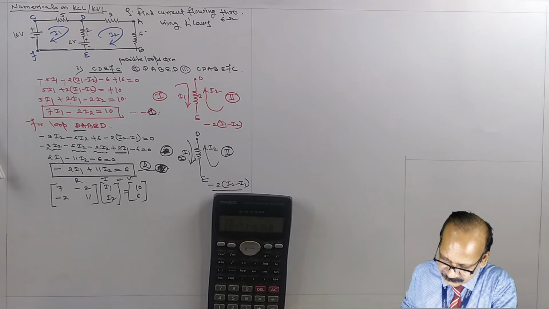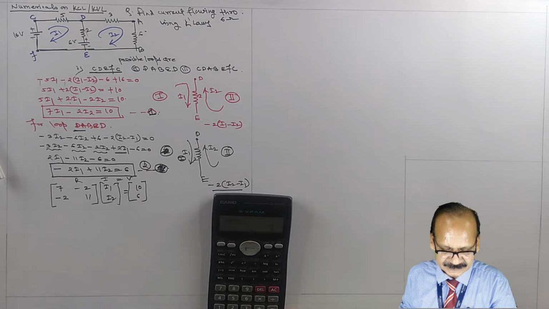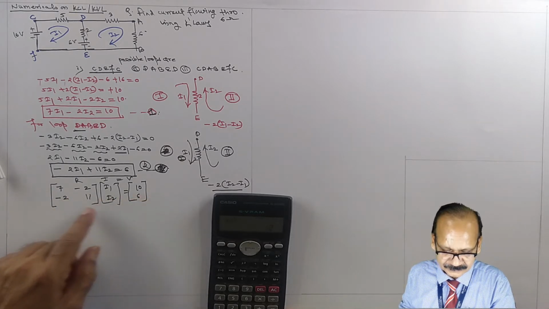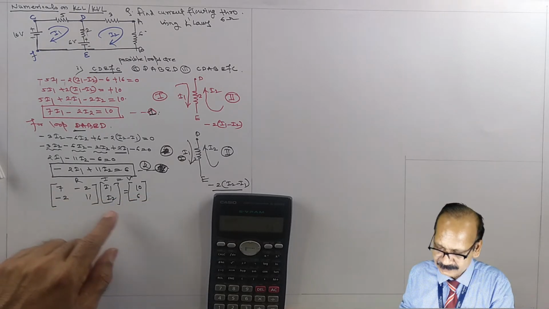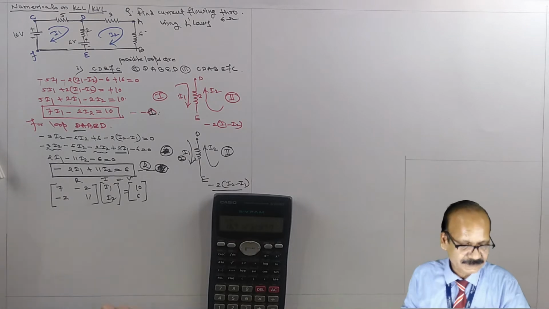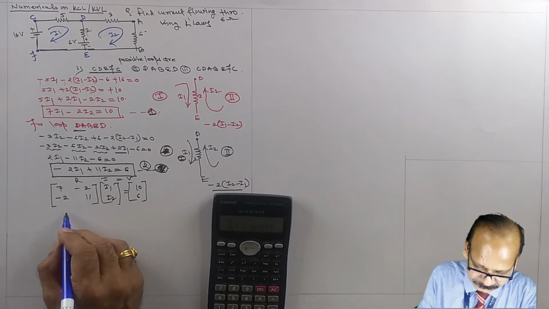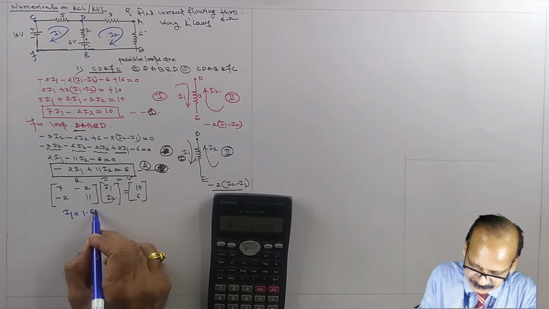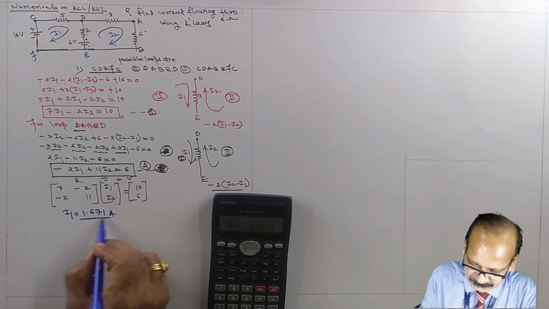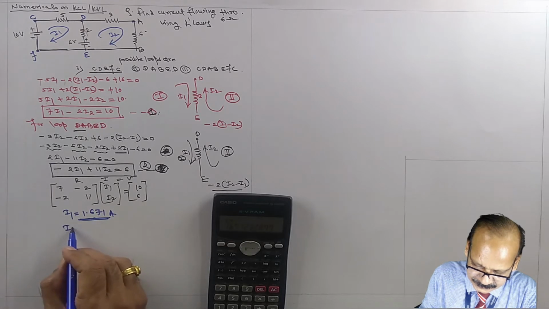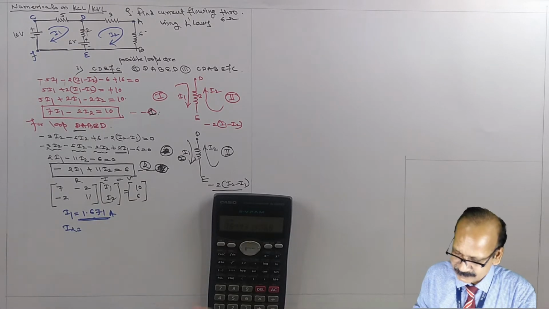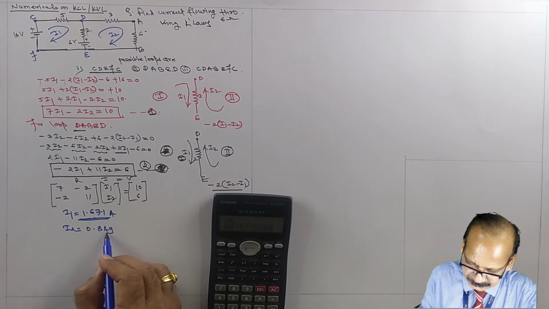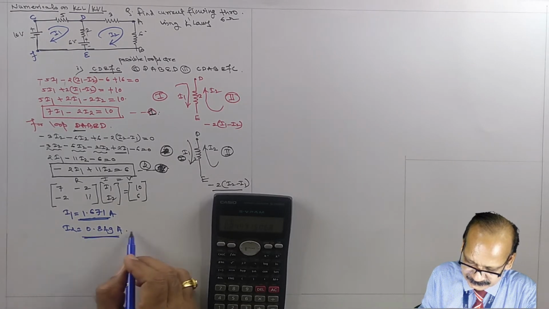Now let us proceed further. Let us check it once again. 7, minus 2, 10, minus 2, 11, 6, equal to. So the I1 equal to 1.671 ampere. This is I1 and I2 equal to, I2 means Y, 0.849 ampere. And this is the answer.